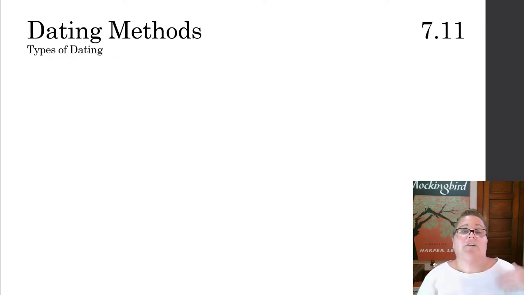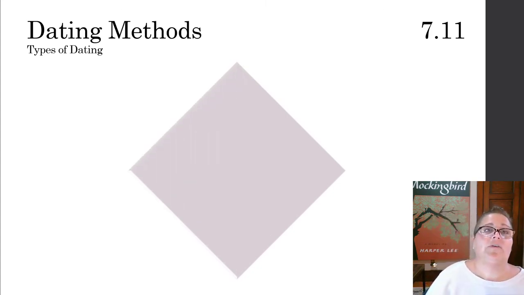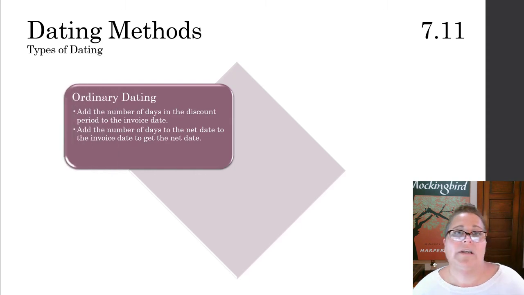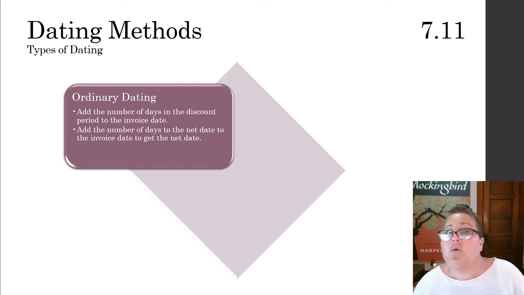Now, we talked briefly last presentation about ordinary dating. Today, we're going to be using also the specialty methods. Ordinary dating, if you recall, is all based on the invoice date. Every period is counted from the date on the invoice. So if you have 10 days for the discount, that's 10 days from the date of the invoice. If you have 20 days of a credit period, that's 20 days from the date on the invoice. That's ordinary dating.